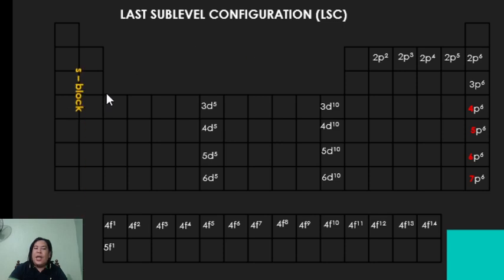Okay, so this is the S block. The S block is the elements found in group 1A and then group 2A, including helium in this part. So that is the S block. Okay, ito yung first part ng ating periodic table.